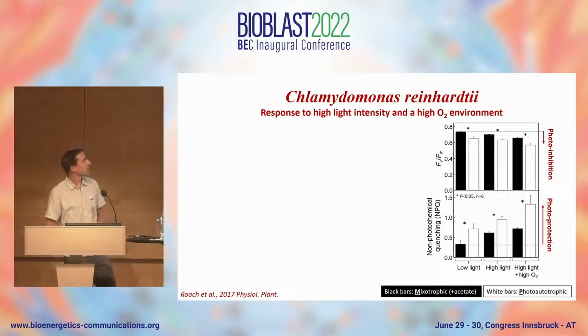Now, if we have a look at how the cells can protect themselves, this is known as non-photochemical quenching. It's a way that the cells can divert excess energy to heat in a safe way, rather than leading to, for example, the production of reactive oxygen species. We can see that the photoautotrophic cells here have increased this level of NPQ. They're trying to protect themselves from excess light, indicating that they're most likely under some sort of light stress.